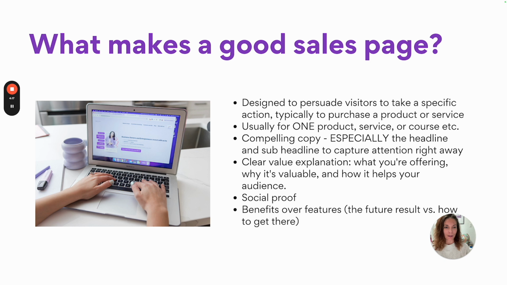So compelling copy, especially the headline and subheadline, to capture attention right away is super important. A clear value proposition of what you're offering, why it's valuable, and how it helps your audience. If you can hit all of those points, you probably have a winner. Social proof is really important.